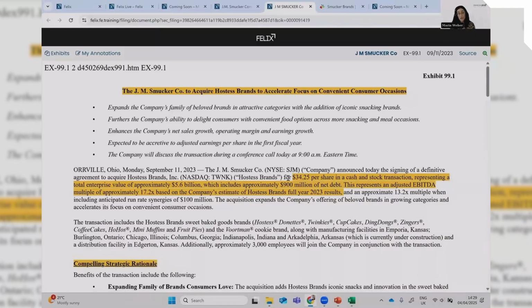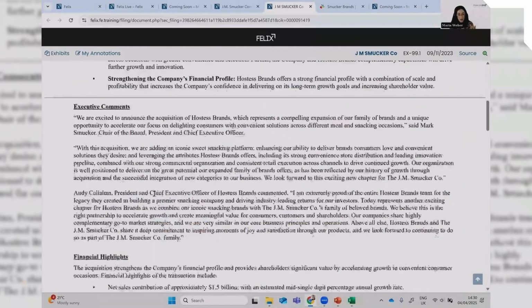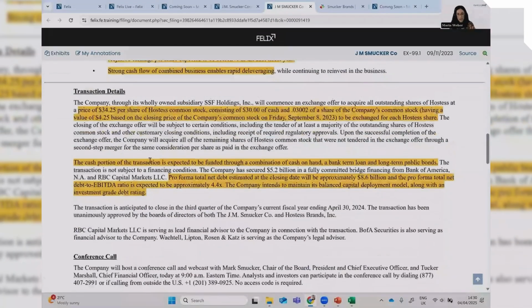They tell us this represents a total enterprise value of $5.6 billion. And then there's 900 million of net debt. They give us the multiple that's implied by this enterprise value, looking at the EBITDA of Hostess Brands, 17.2. Those of you that have heard of transaction comps, if now I'm advising another company in a similar space that would be advising on this kind of deal, I can look and say, okay, well, a recent deal, 17.2 times. That's what it was done at. Okay. Then we have the synergies, I'll go back to them in a moment.